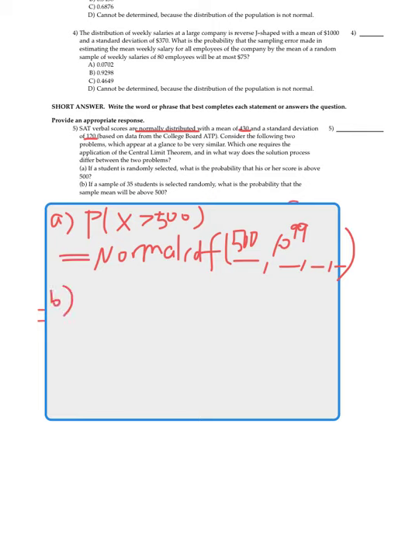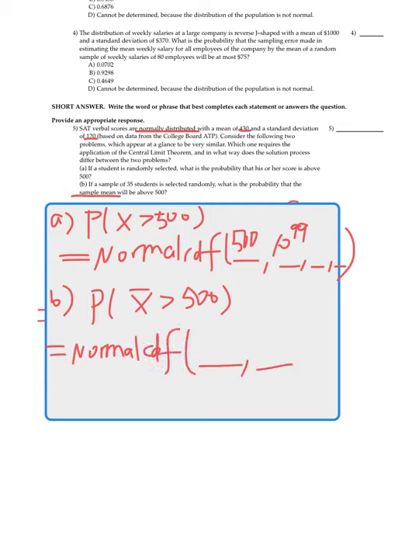Okay, and for B, what is the probability for X bar bigger than 500? We are looking for the probability for the sample mean bigger than 500. So we need to find the sampling distribution of X bar. Sampling distribution for X bar is a normal distribution, right? Because our population distribution is normal, so we don't care about the sample size. X bar is always normal.